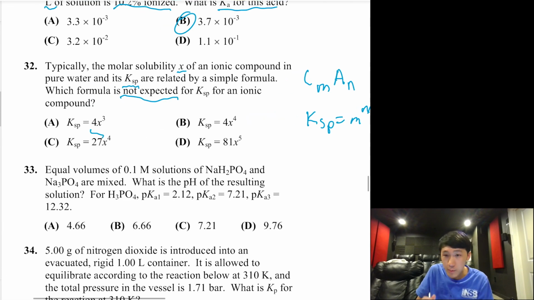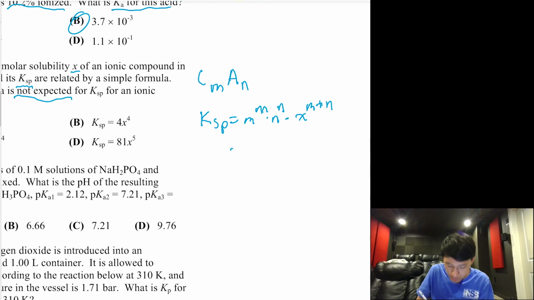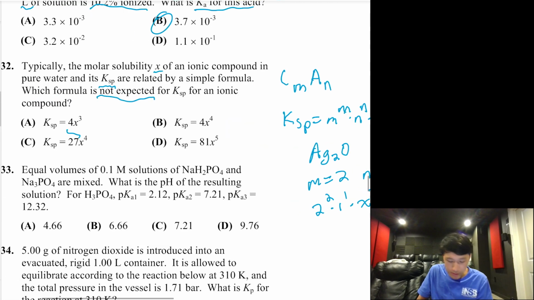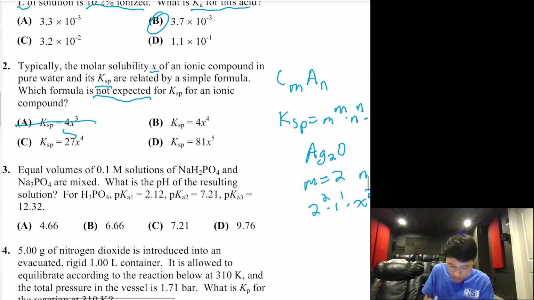4x cubed is a very common one. Let's say, for example, we have silver oxide, Ag2O. In this case, M equals 2 and N equals 1. So when we plug into our expression, we get 2 squared times 1 to the 1 times x to the 2 plus 1, and that's clearly 4x cubed. So this is possible and very common, so this cannot be correct.